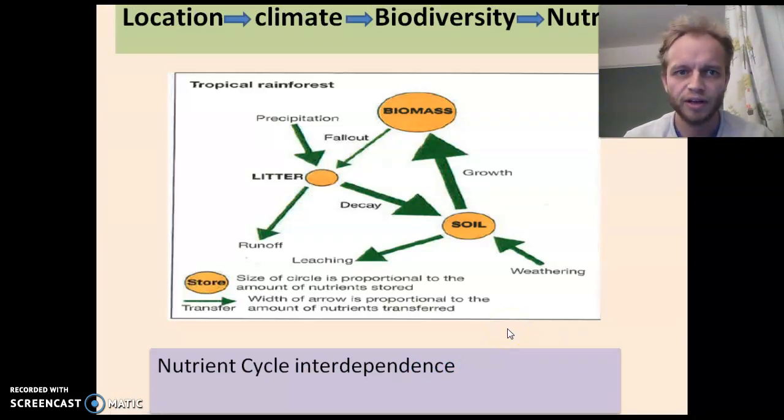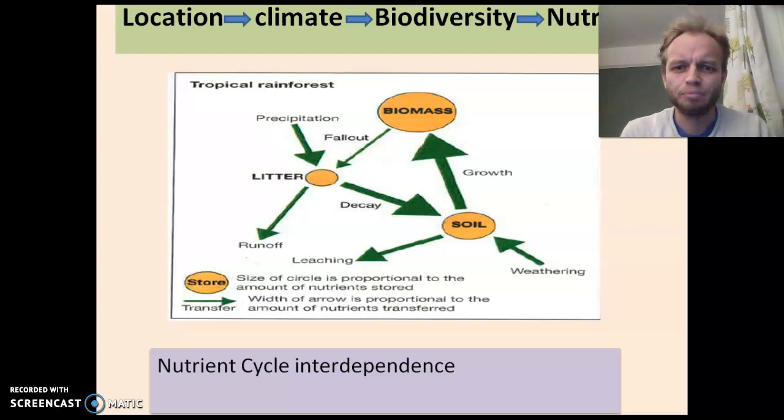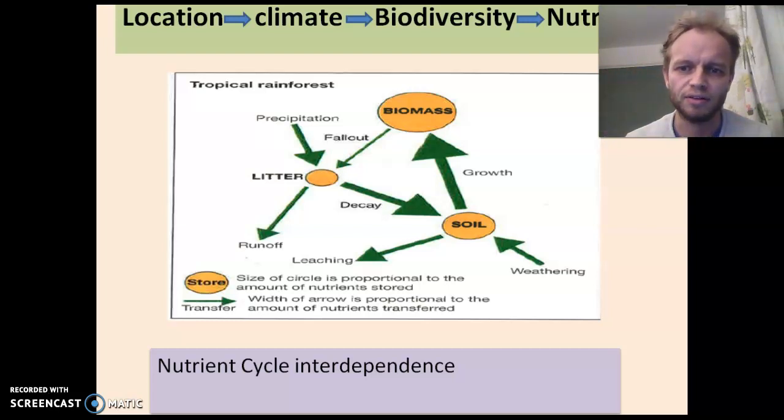The next thing we want you to do in the booklet is think about the nutrient cycle. It's important that you have a good understanding of what's going on with the nutrient cycle. It may sound boring as an initial thing, but it is the core, the essence of these biomes: what's happening between all of these different parts, from the plants to the litter and to the soil, and all of it revolves around this.